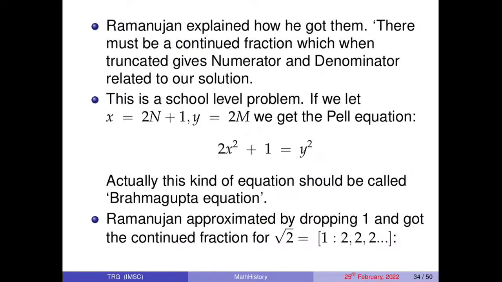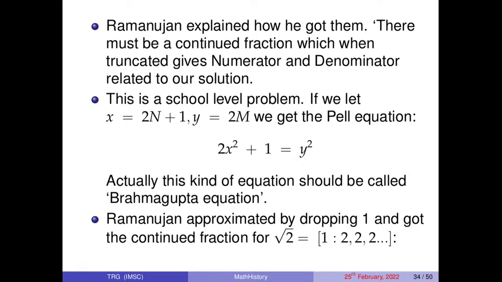There must be a continued fraction, which when truncated gives a numerator and denominator related to our solution. This is a school level problem. We can do it. It's not very difficult. Say n and m are the two numbers, the houses. You know how to add 1 to m, and then how to add m plus 1 to n, and so on, and then equate it.